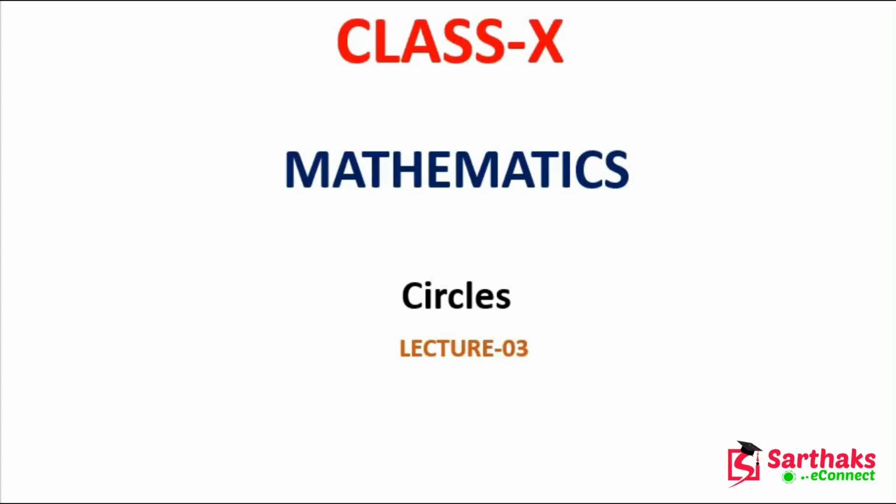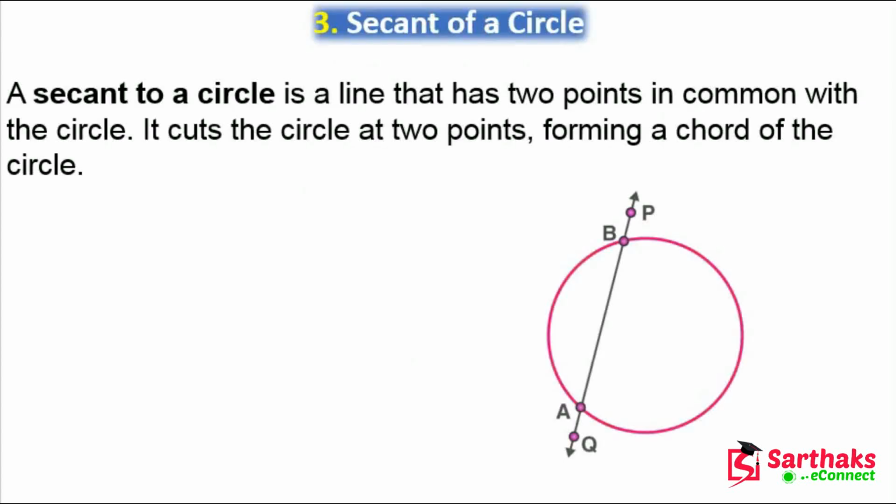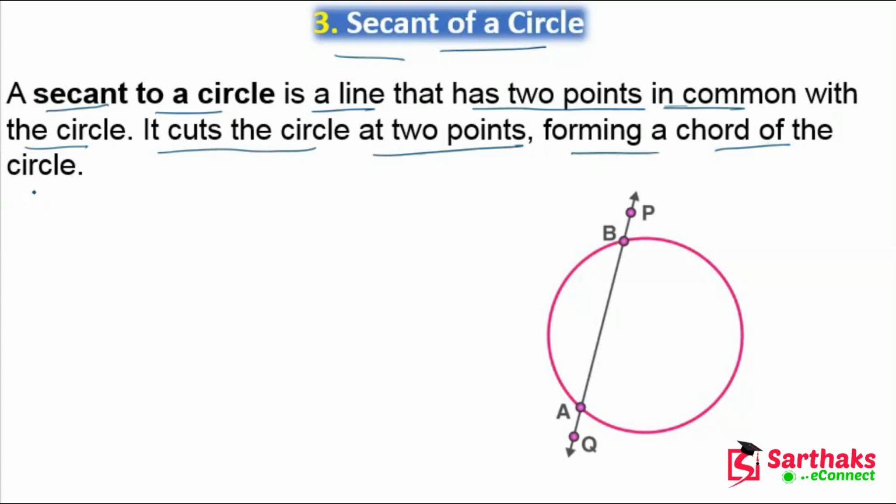Okay. So, my dear friends, today we are going to discuss the secant of a circle. A secant to a circle is a line that has 2 points in common with the circle. It means it cuts the circle at 2 points, forming a chord of a circle.